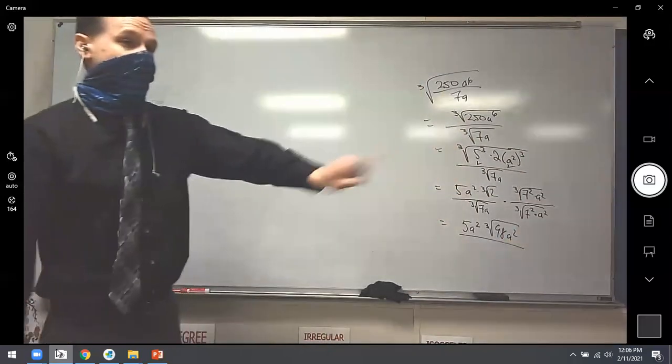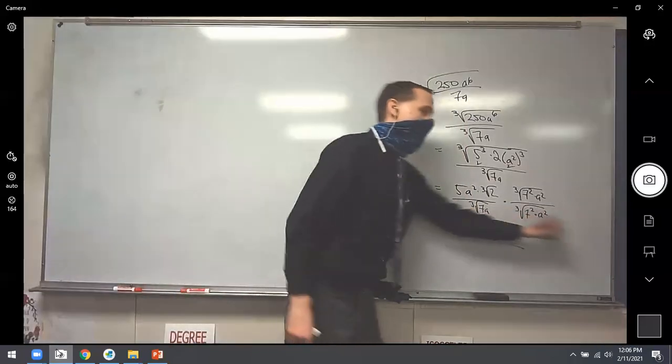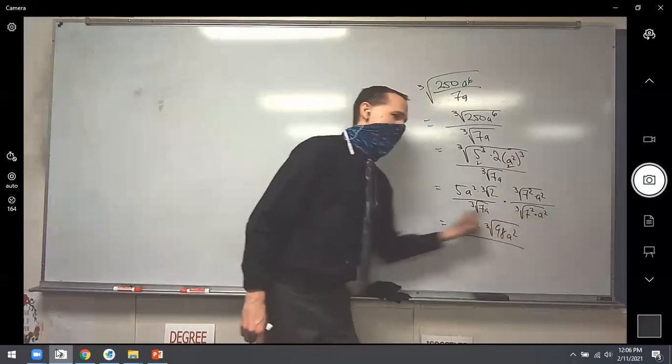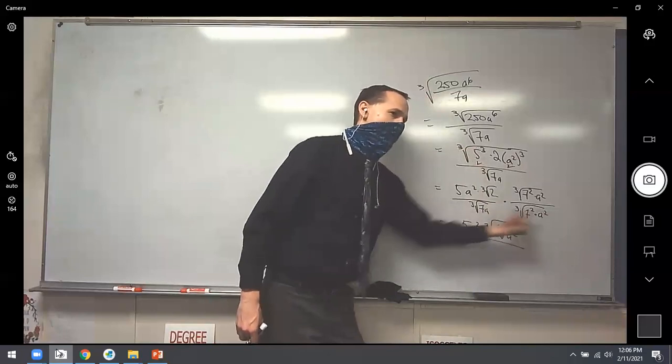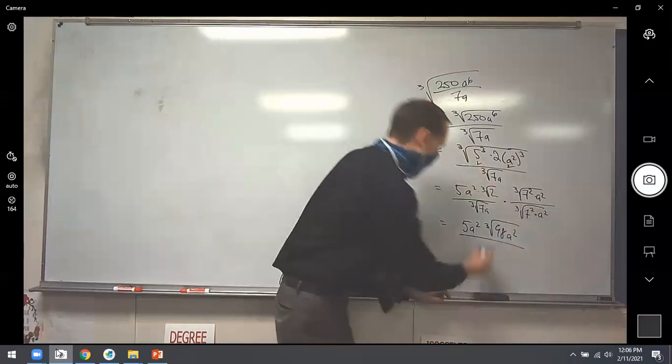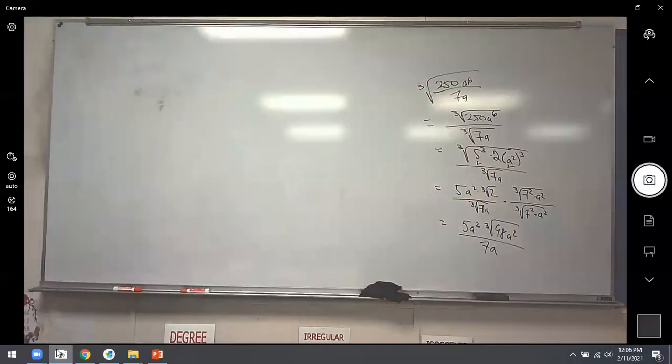Almost done. One more thing. Here's the magic. Down here, if you multiply these all together, how many 7s are there all together? There's 3. How many a's are there? 3. So the cube root's going to cancel with all those and just leave you with a 7a, which is the whole point of rationalizing the denominator.